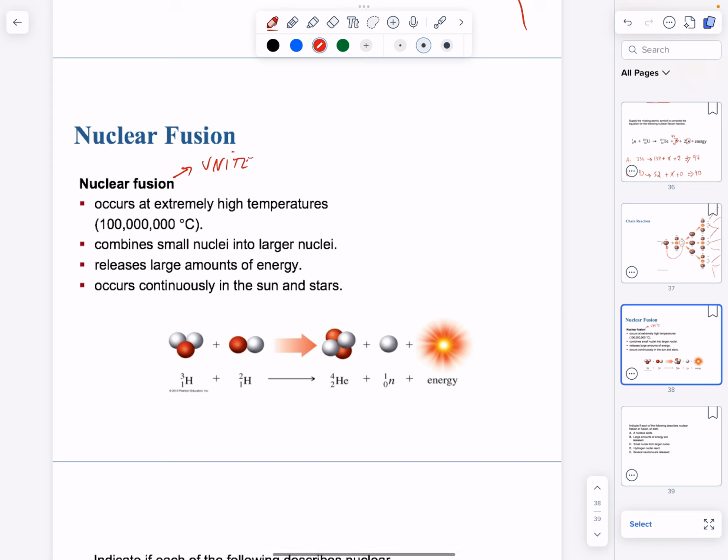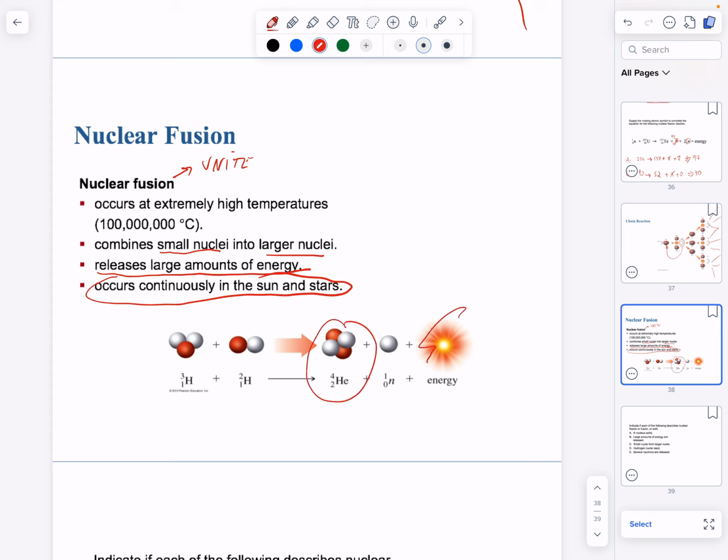Now, nuclear fusion occurs at extremely high temperatures. This is the opposite: combine small nuclei into a larger one. The other breaks into little pieces; this one is the opposite. Little pieces become large nuclei and release a huge amount of energy. And this happens in the sun and stars. So you have here hydrogen 3, or tritium, and hydrogen 2, deuterium. They come together, they make helium, and they release a lot of energy.